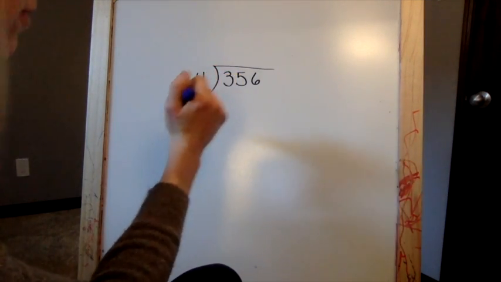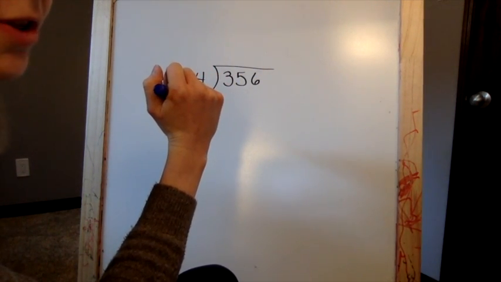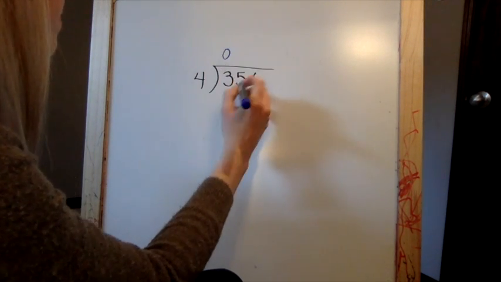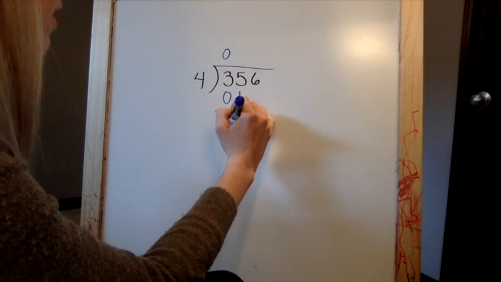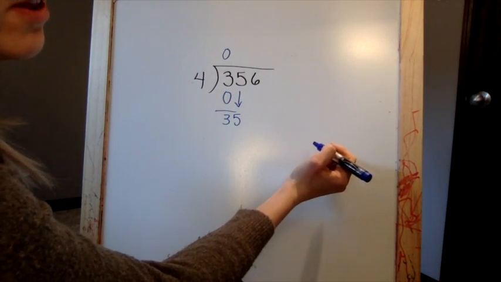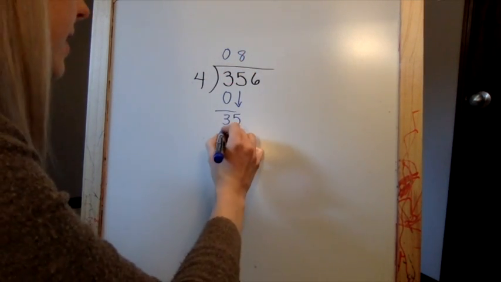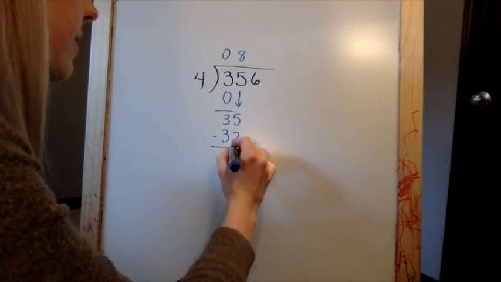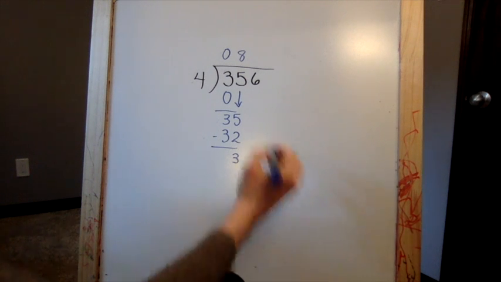Just making sure I have the right one from the paper. Okay, so what I'm going to do to figure that out, I'm going to go 4 goes into 3 0 times. 4 times 0 is 0. Difference of 3. Bring down my 5. 4 goes into 35 8 times. 4 times 8 is 32. I subtract to find the difference. The difference is 3. Right? 5 subtract 2 is 3.